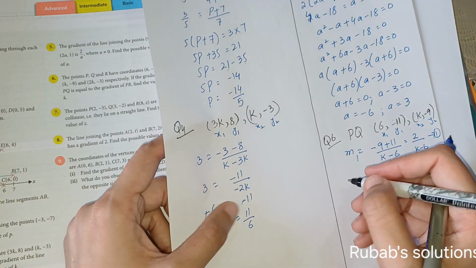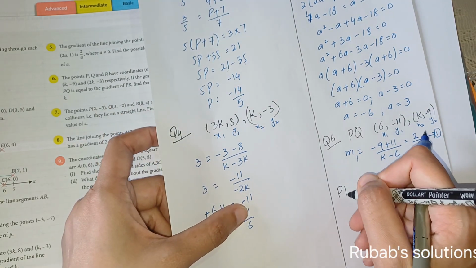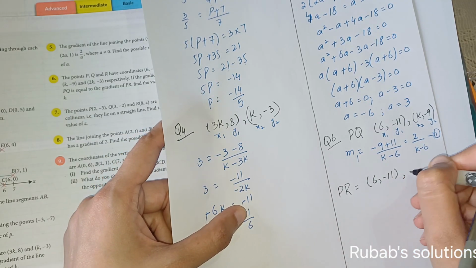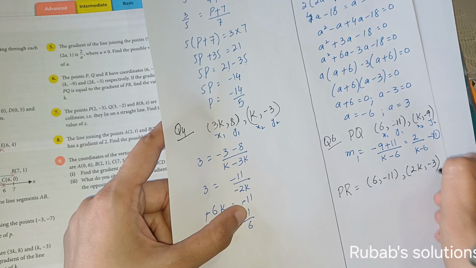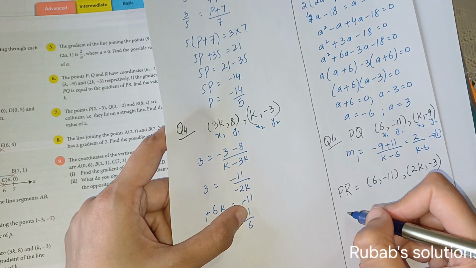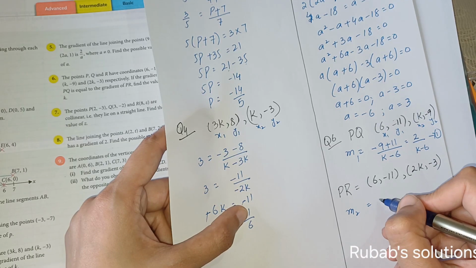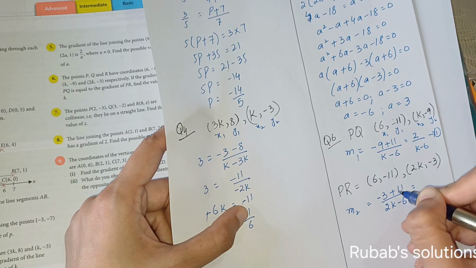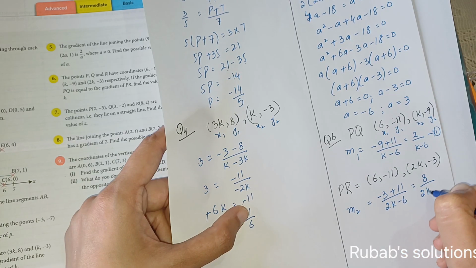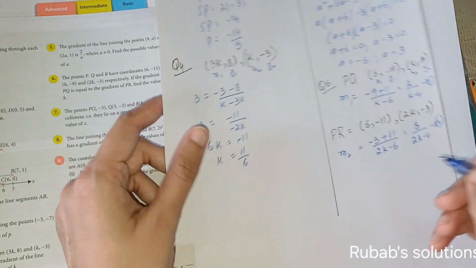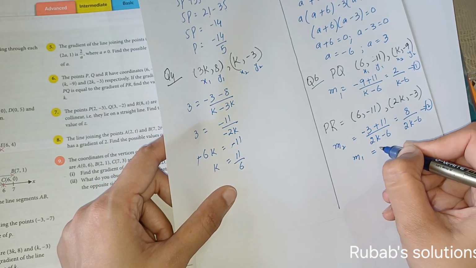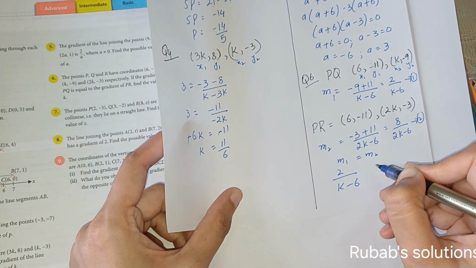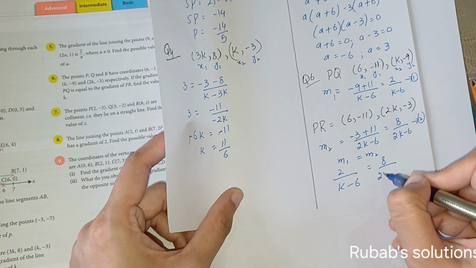Second, you have to find the gradient of PR. P is 6 and -11, and R is 2k and -3. Again this will be equal to m2, minus 3 plus 11 divided by 2k minus 6. So 11 minus 3 is 8 divided by 2k minus 6. This is equation 2. Equate both of them: m1 is equal to m2 because that is what is stated in the question. m1 is 2 divided by k minus 6 and m2 is 8 divided by 2k minus 6.